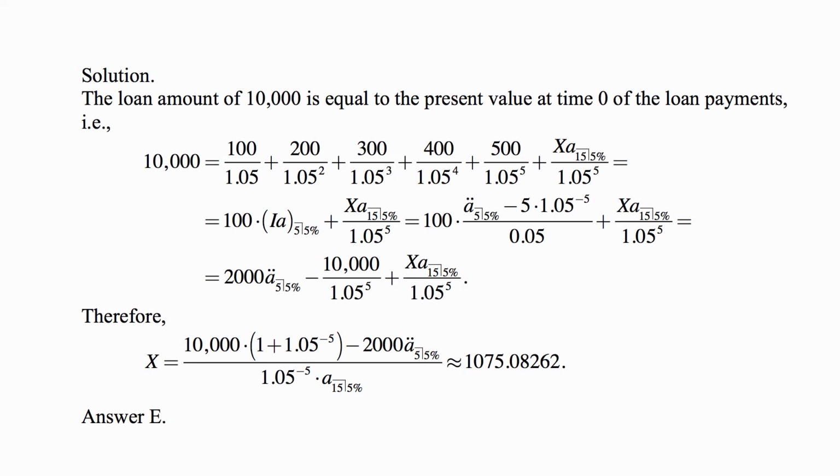And this is now just an equation in which x is the unknown, so we solve it for x. So we move everything that doesn't have x to the other side. So it's 10,000 plus 10,000 over 1.05 to the fifth minus 2,000 times a double dot angle 5. And then this will be divided by what x is multiplied by, which is a angle 15 at 5% times 1.05 to the negative fifth. And now we just do these calculations, and the answer is approximately 1075, which is answer E.